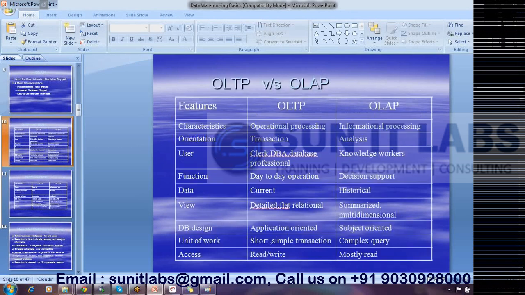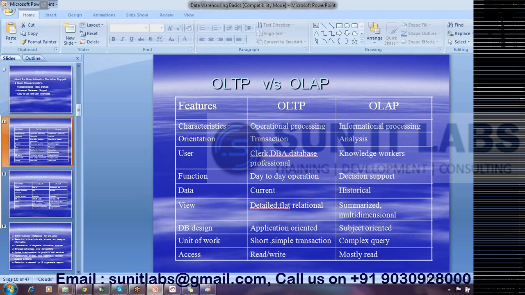So let's understand the differences between the OLTP system and the OLAP system. The OLTP system is used for an operational purpose, for day-to-day operations, and the OLAP system is used for informational processing. In the sense, the OLAP system will give you information about your business. The OLTP is a transaction-oriented application, used for day-to-day operations, and the OLAP application, the separate data warehouse you design, is used for analysis purposes.